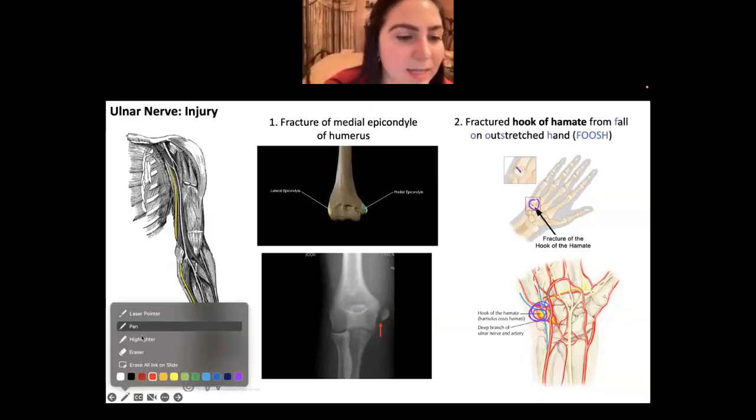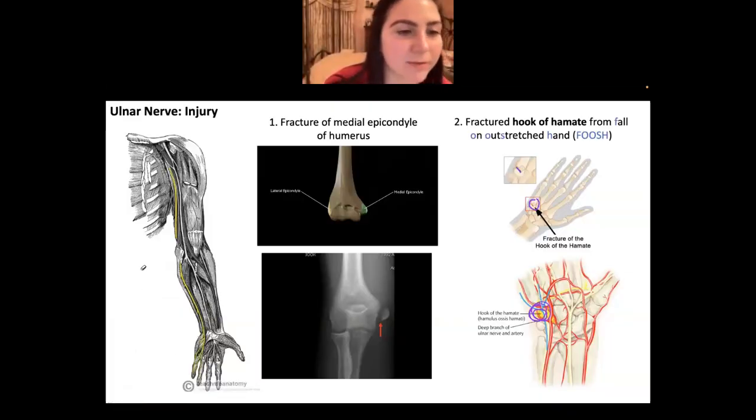Okay, and a lot of the times they don't tell you, patient has a hook of hamate fracture. They don't say that. They'll say patient fell, like they were walking, and sometimes if they're being nice, they'll say patient fell on an outstretched hand, and you're like, oh, FOOSH injury.